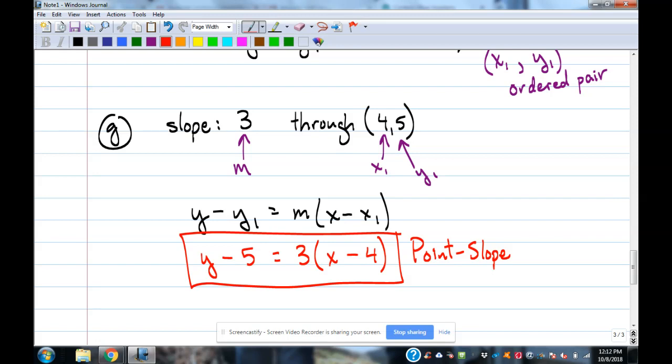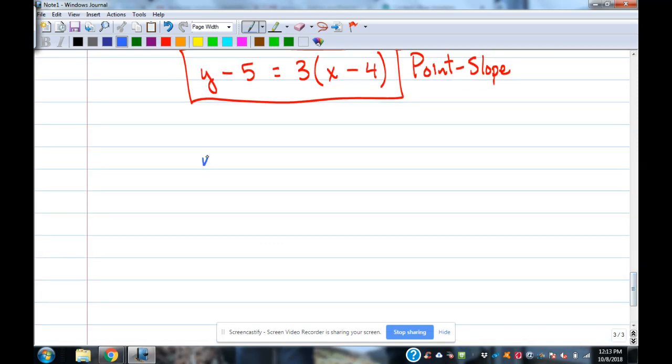Y. Hadn't we done that before? We did that back in the first 9 weeks. We solved equations for y. So what we want to do is take this red equation here and get y by itself. That's our job. To get it into slope-intercept form, we got to get y by itself. So to do that, we're taking y minus 5 equals 3, parentheses, x minus 4.